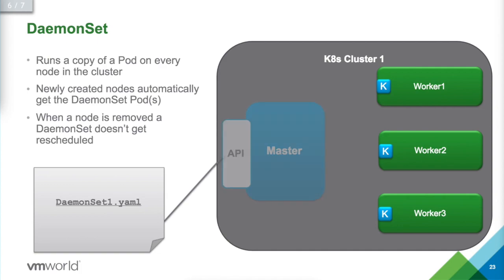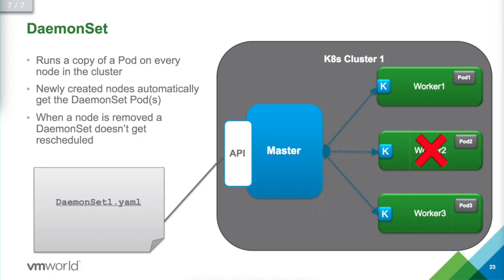So let's see daemon set in action. Daemon set pods are scheduled on each of the worker nodes, and if worker node 2 goes down, the daemon set pod is not rescheduled anywhere else.